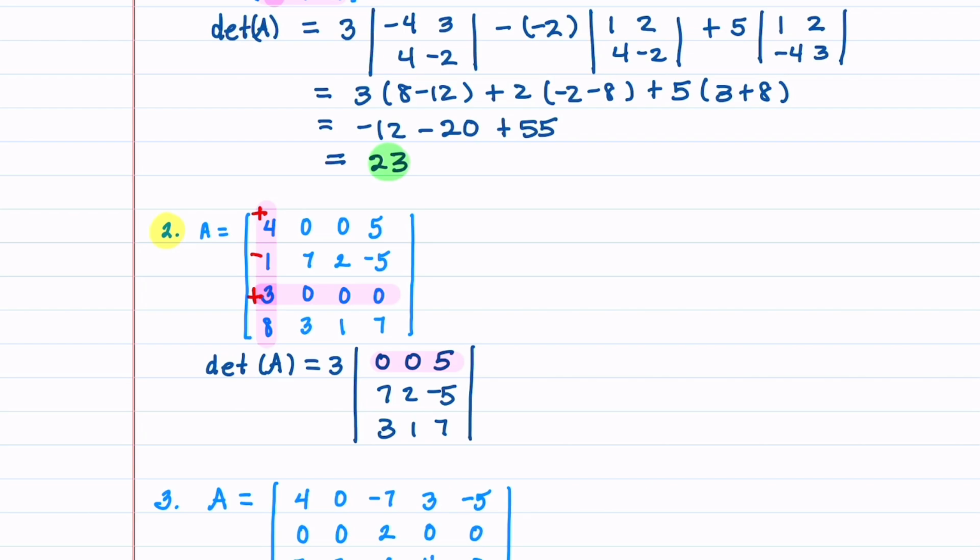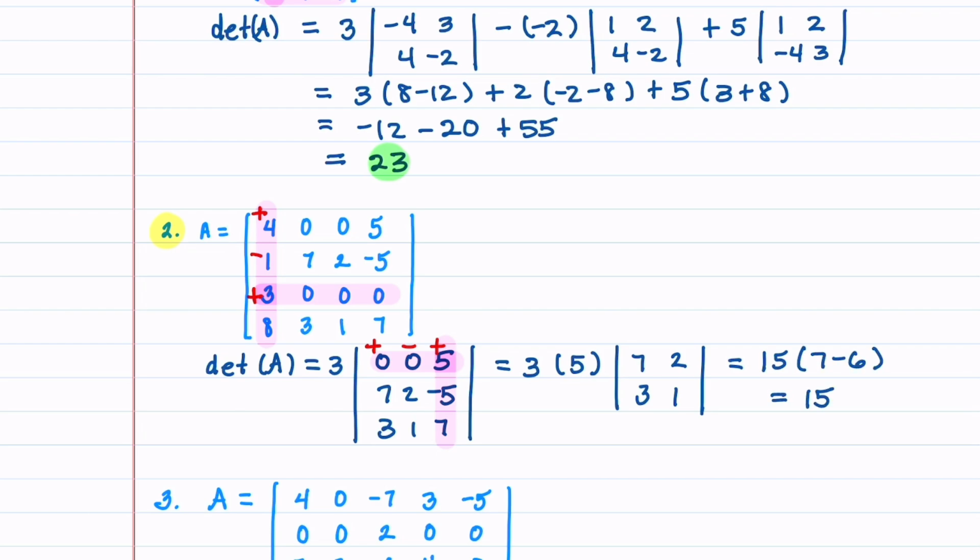We start with the upper left, and we do plus, minus, plus. This gives us 3 times 5, and we cross out the row or column common to 5, and we're left with a 2x2 determinant, 7, 2, 3, 1. This gives us 15 times (7 minus 6), which gives us a final value for the determinant of 15.